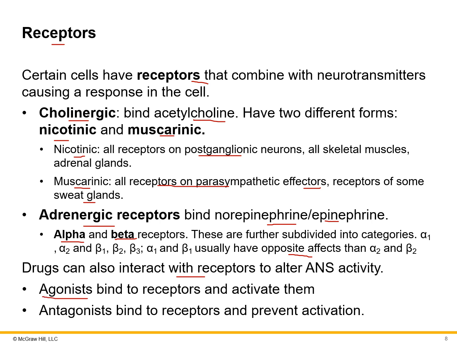So a couple of terms here: agonist. These are drugs or molecules that bind to receptors and activate them. Antagonists, if you're antagonizing somebody, you're going against them. They also bind to receptors, but they are preventing the action. So agonists are going to mimic the neurotransmitters. Antagonists are going to block them.